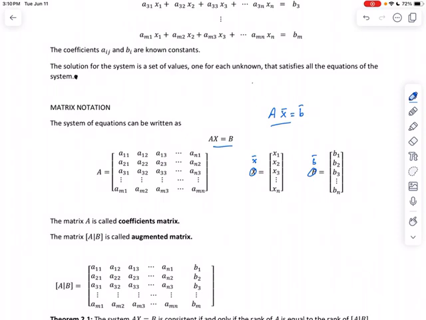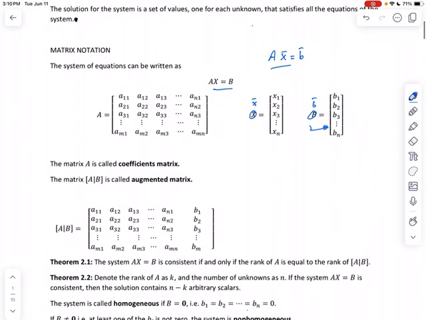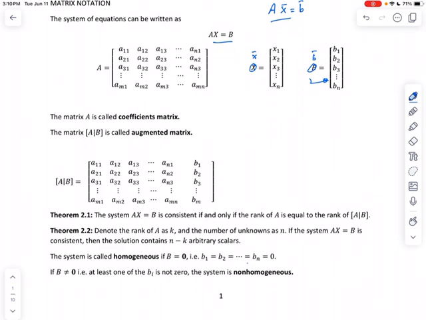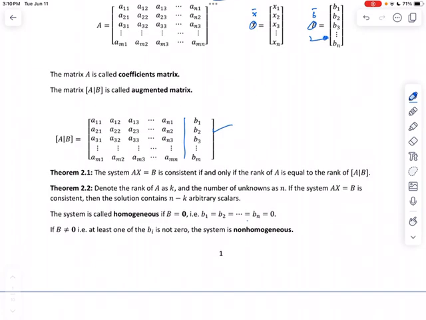Now the A matrix is the coefficient matrix, and we have to do something called the augmented matrix. What we do with the A matrix is put this column vector B along at the end of the A matrix. So this is the augmented matrix, and I put a line here just to distinguish that on the left is the A and on the right is the B. Now we say the system Ax is equal to B is consistent if and only if the rank of A is equal to the rank of the augmented matrix AB. So the rank of these two is the same.